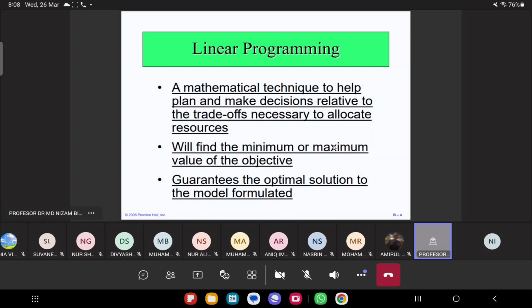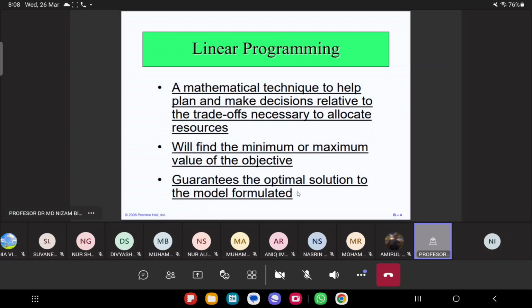Okay. And if you use this particular method, it will find the minimum or maximum value of the objective, meaning that when you want to optimize a particular problem using linear programming methods, you can either minimize or maximize something, as I mentioned just now. If it's profit, then you want to maximize your profit. If it's cost, then you want to minimize your cost, for example. So it will find the minimum or maximum value of the objective. And it guarantees the optimal solution to the model formulated.